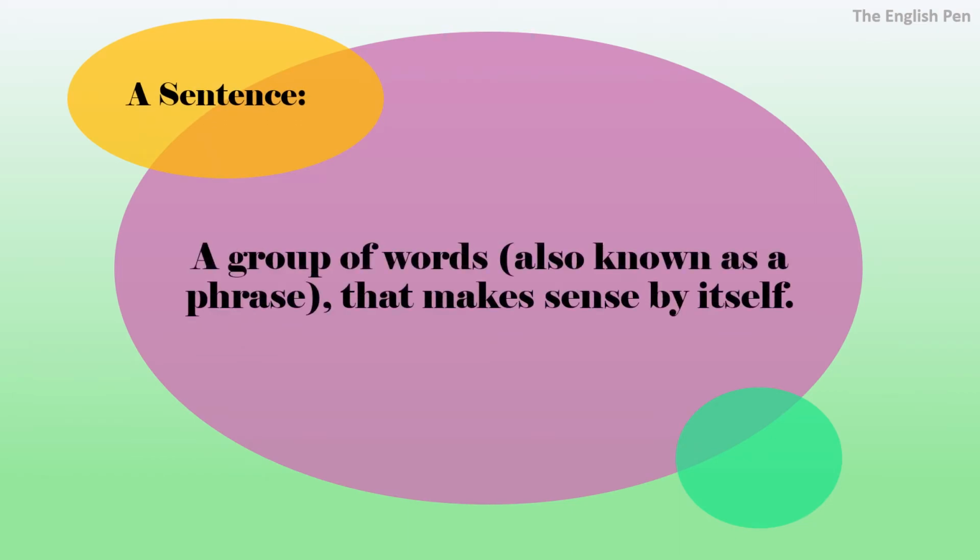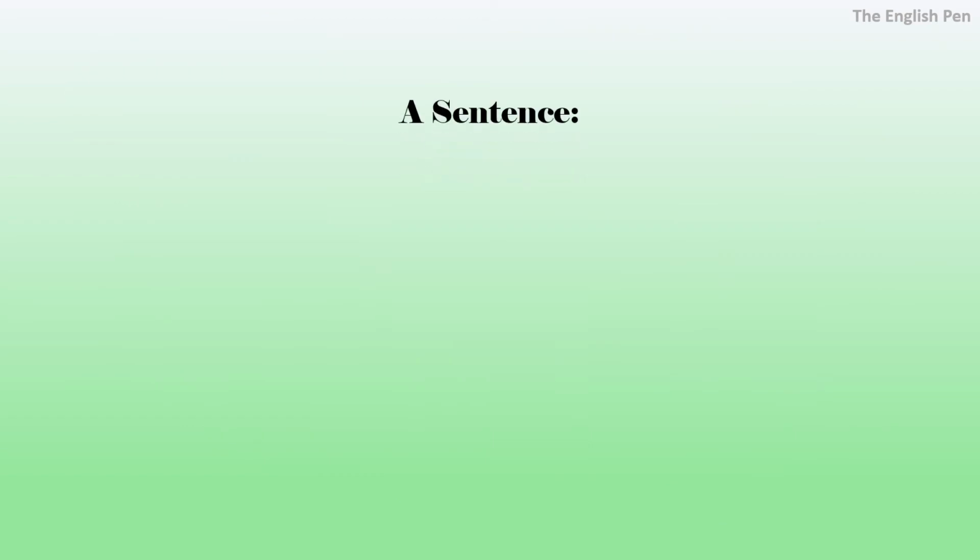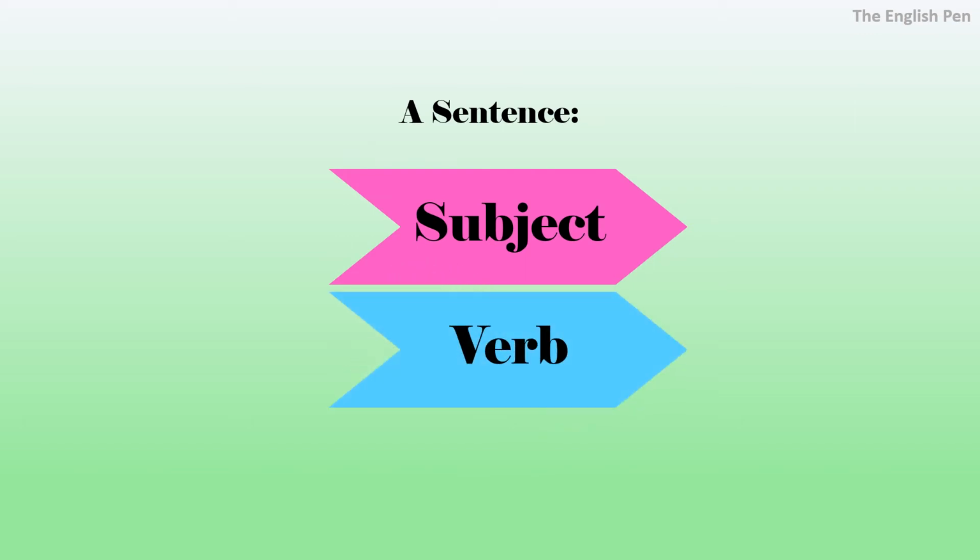A sentence is a group of words, also known as a phrase, that makes sense by itself. Most likely, you have already formed sentences by yourself without thinking of it. However, it can become confusing and difficult when English is your second language. Let's break it down. In a sentence, you have three main parts: a subject, a verb, and an object.